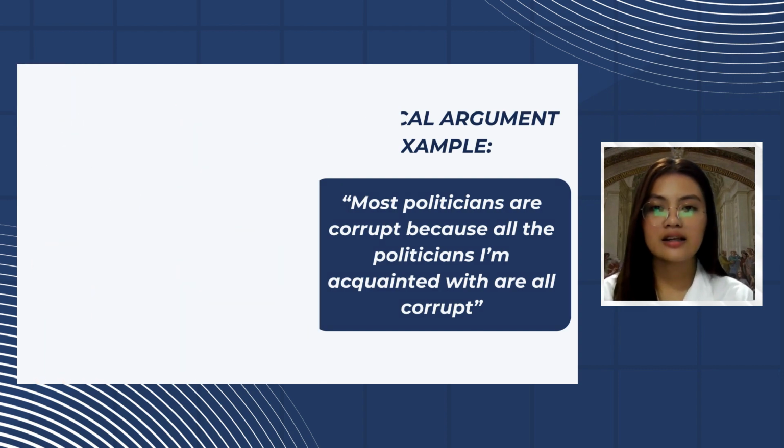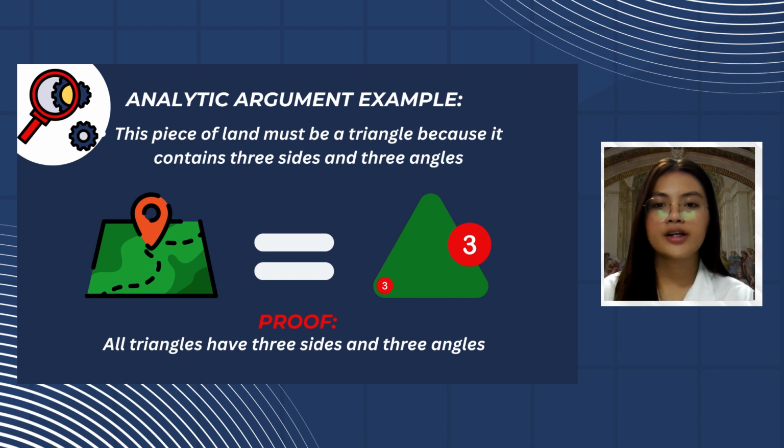Next is the analytic argument. For an analytic argument, the conclusion is making an analytic claim, and it is supported by analytic definitions or well-formed formulas. An example of this would be when you say this piece of land must be a triangle because it contains 3 sides and 3 angles. The proof to confirm the truth of the conclusion is an analytic definition, which is that all triangles have 3 sides and 3 angles.